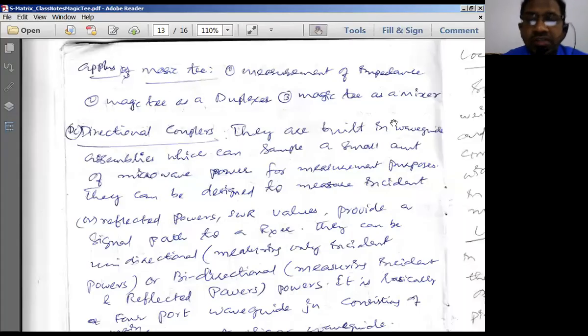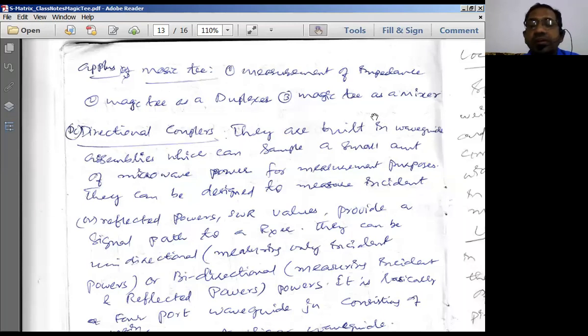Welcome back to the online sessions on MWT. In the previous sessions, we have discussed forming the S matrix parameters for the E plane, H plane, and magic tees. Today's session will go with directional couplers, forming the S matrix of directional couplers.